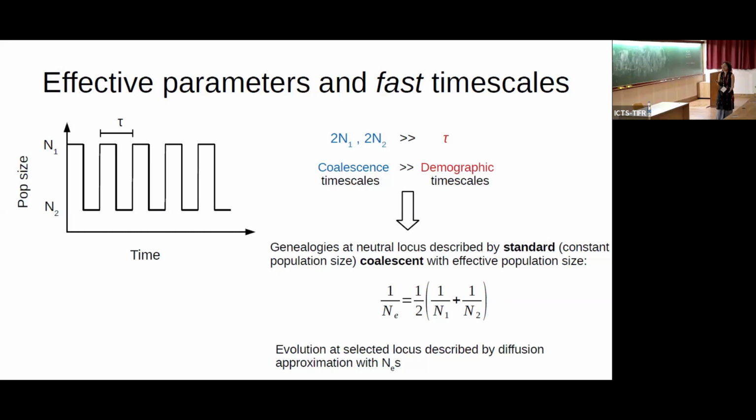So if we take the simple example where there is a population which cycles between high and low population sizes, spending equal amounts of time in both over some fast time scale, so this could be a seasonal fluctuation, then, provided that population sizes are much larger than this demographic time scale, of course one can define an effective population size, which is the harmonic mean between these two.